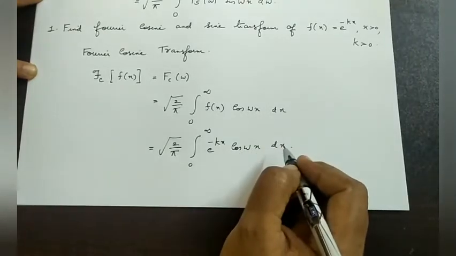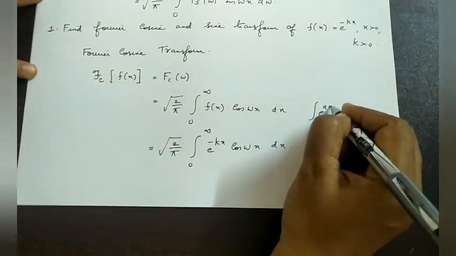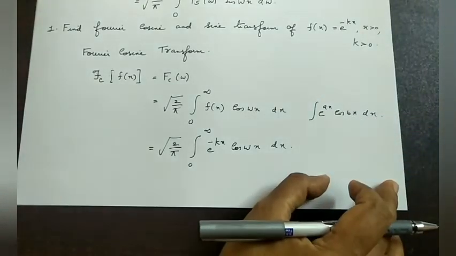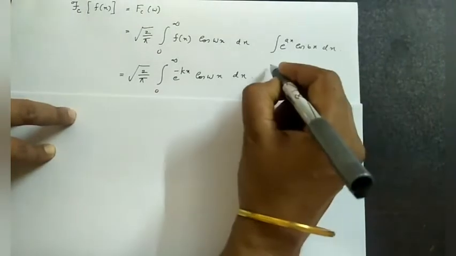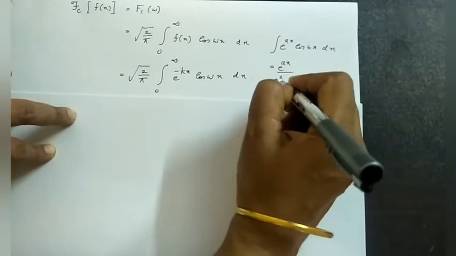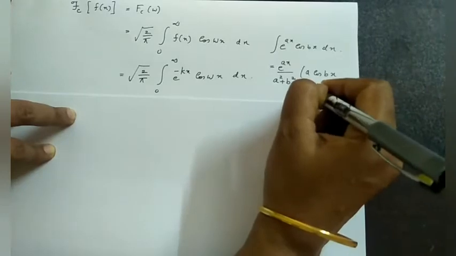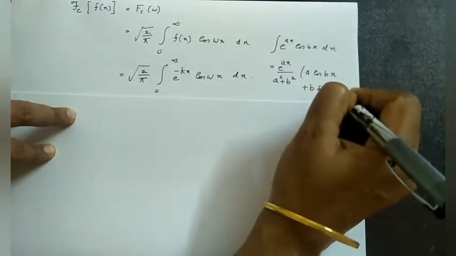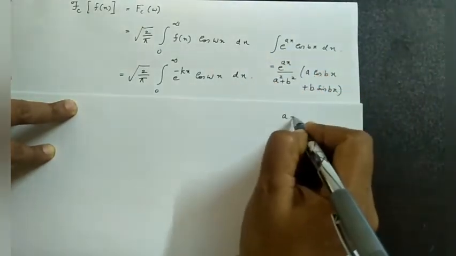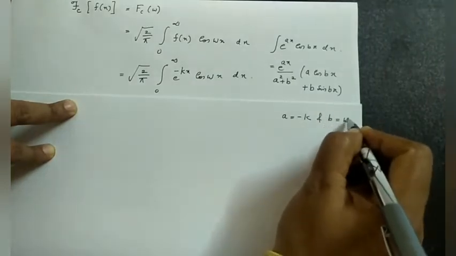Now we can integrate this. This is of the form integral e raised to ax cos bx dx, which is equal to e raised to ax by a square plus b square times a cos bx plus b sin bx. Here we must use this formula directly by putting a equal to minus k and b equal to omega.